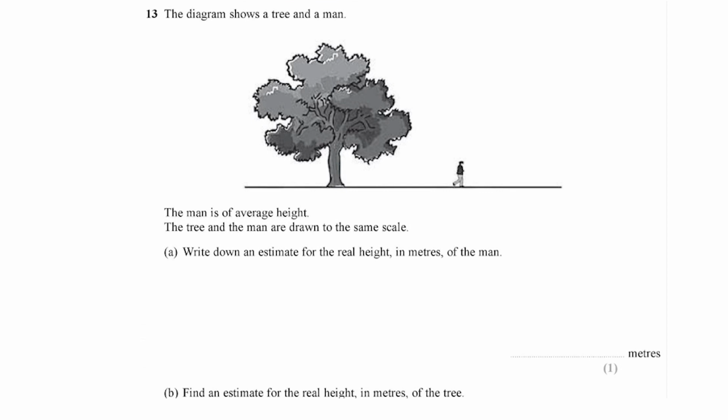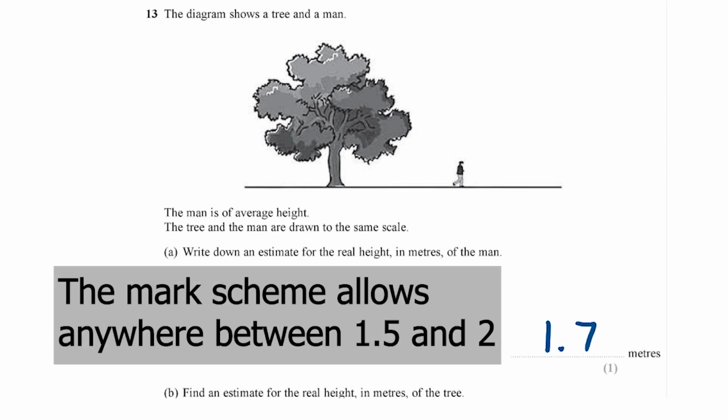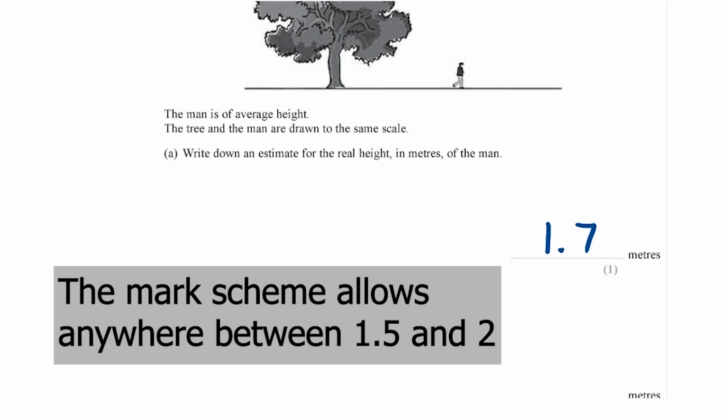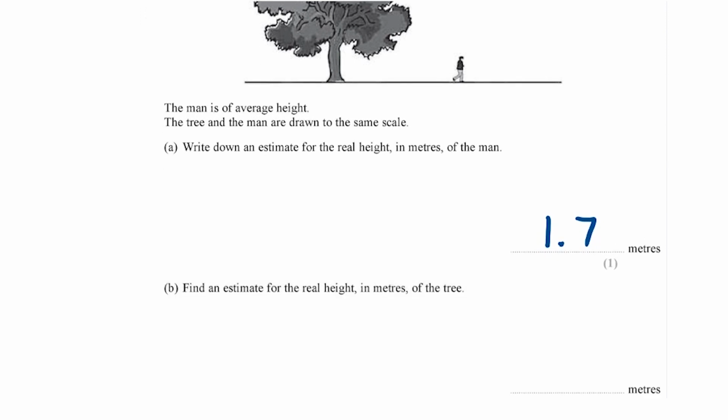Question 13. The diagram shows a tree and a man. The man is of average height. The tree and the man are drawn to the same scale. Write down an estimate for the real height in meters of the man. Well, the average height for a man, I'm not sure exactly what it is. It's going to be somewhere around 1.7 meters, I would guess. A tall man is going to be 1.8 or even 1.9 meters. 1.9 is very tall. 1.8 is about 6 foot if you're used to dealing in sort of feet and inches. So I would say anywhere around that really. 1.6, 1.7, 1.8, 1.9, any of those answers would be absolutely fine. I'm going to go with 1.7.